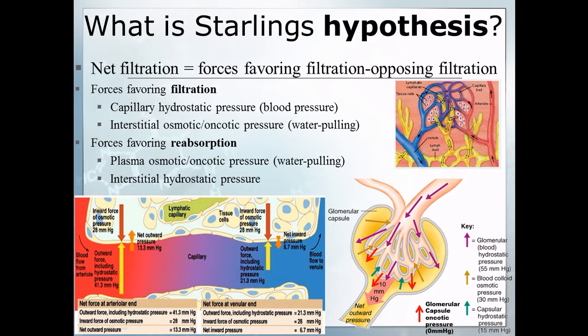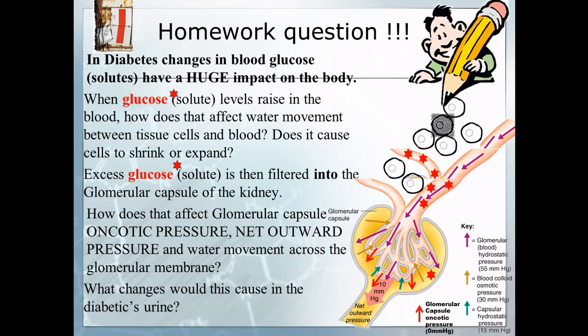But first, let's do question number 1. And this goes over actually what I spilled the beans and talked about, but now you're just going to put in writing how this works. So in diabetes, changes in blood glucose have a huge impact on the body. So we're just going to look at the nephron, but you can think of the same idea at the tissues too. So when glucose, and these little stars represent glucose, levels rise in the blood, how does that affect water movement between the cells in the tissue and the blood? So where's the water going to want to move?